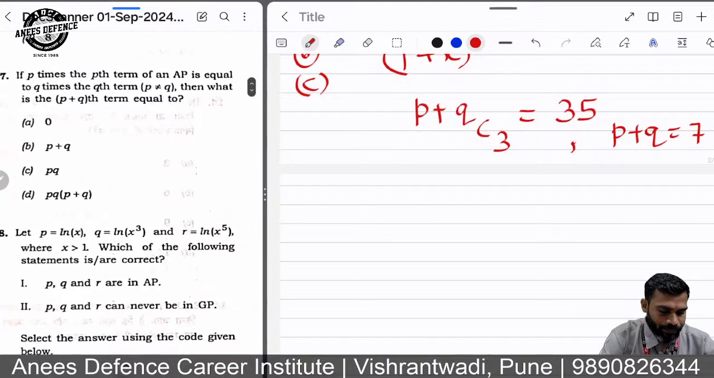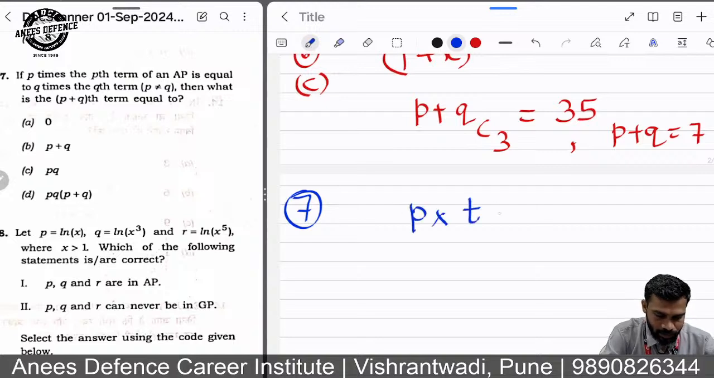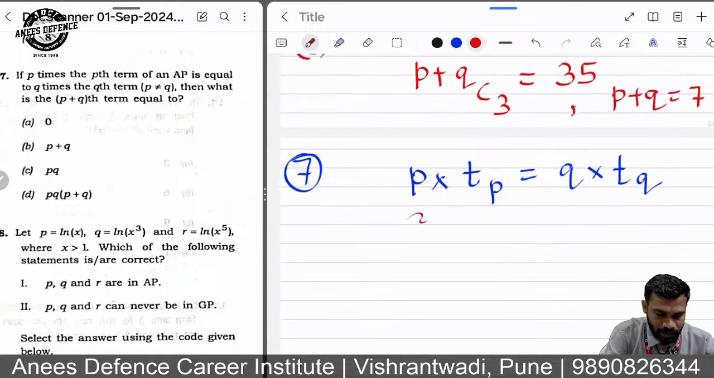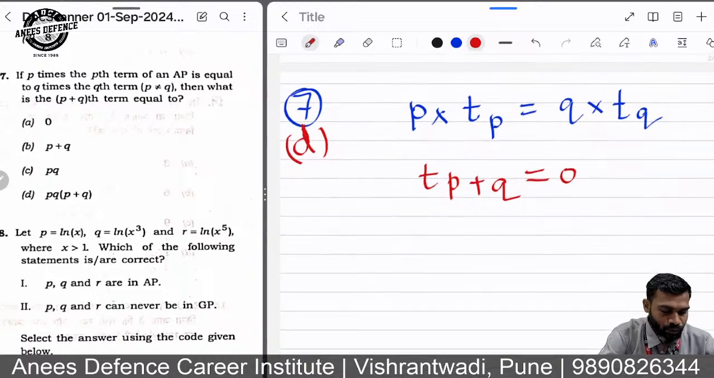Now, number 7. If p times the pth term of an AP is equal to q times the qth term, then what is the (p + q)th term? So what is there in the question? P times the pth term is equal to q times the qth term. So we have a direct result for this. T(p+q) is equal to 0. So D is the right answer. Let us move to the next question.